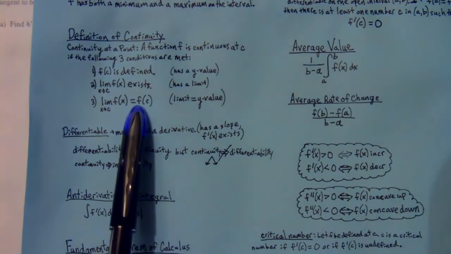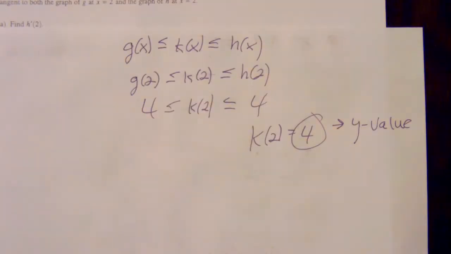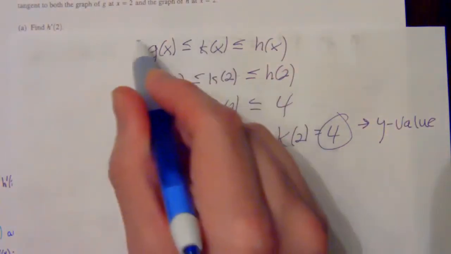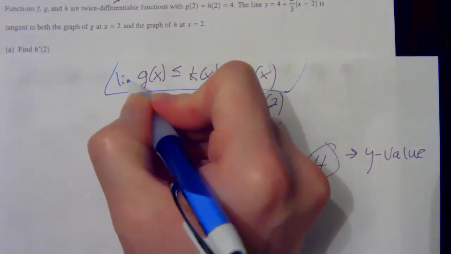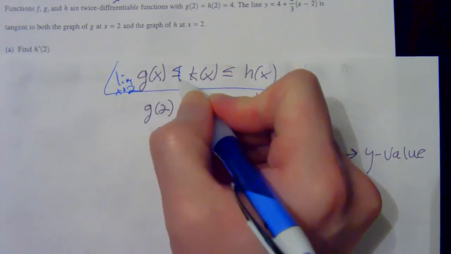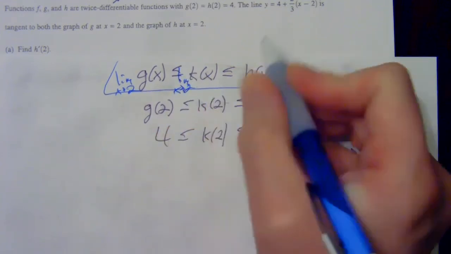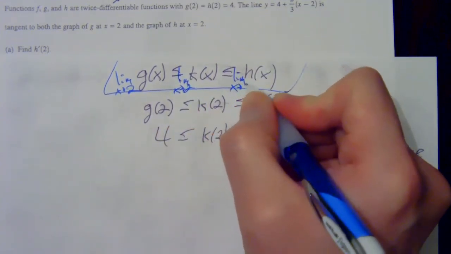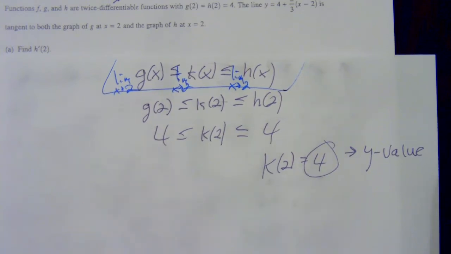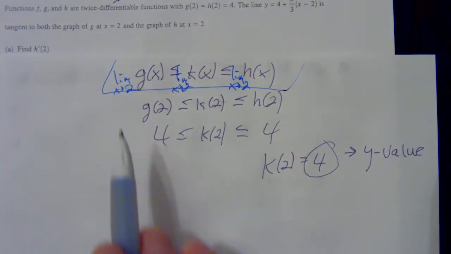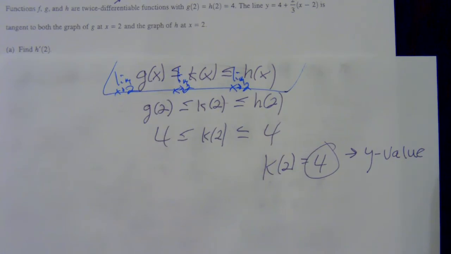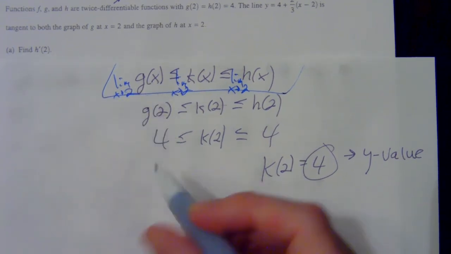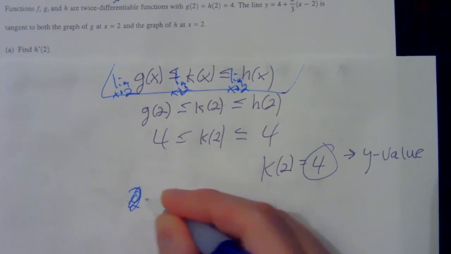Now remember your continuity definition. It's going to be continuous if the limit is equal to that y value. One of the things we did a long time ago, if you go back up to this part here, is take the limit of all 3 parts. So you could do the limit as x approaches 2 of g of x, the limit as x approaches 2 of k of x, the limit as x approaches 2 of h of x. And so now the limits are in between there. Since g and h are continuous functions, the limits are equal to the y value. So the limit of that is 4.